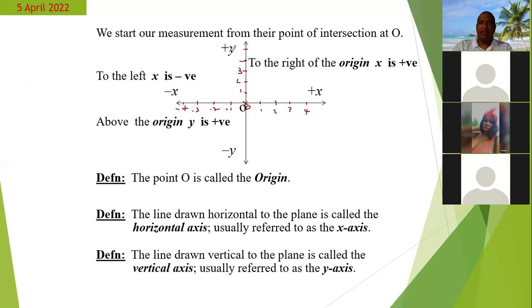All right, so these are pretty much straightforward things that you would have known once you have done a graph before. Now, the next thing is below the origin, we would have negative values on the y-axis. So you have -1, -2, -3, -4.